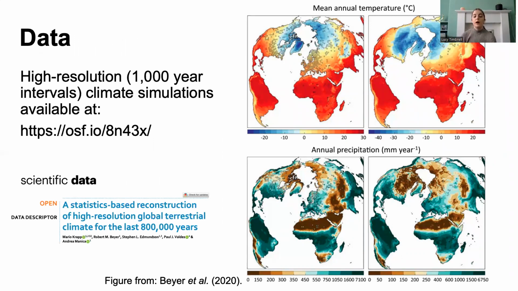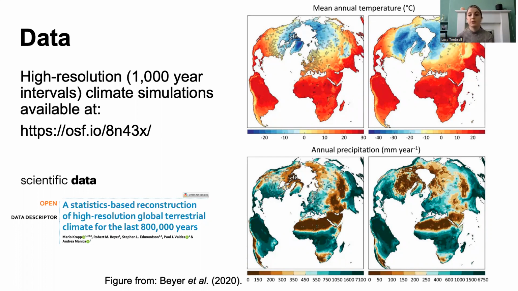So our research has attempted to provide an integration of climate and archaeology of the Eastern African Middle Stone Age within a spatiotemporally explicit paleoenvironmental framework. We've used new high resolution climate simulations from a new statistical climate emulation published by the Evolutionary Ecology Group at the University of Cambridge, which are now free to download and use.